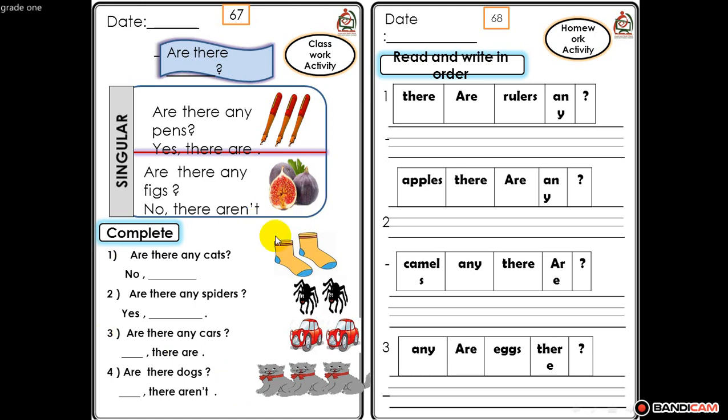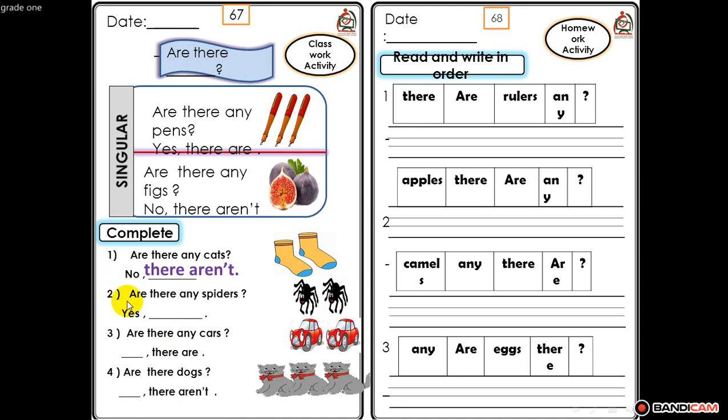So this is our page in the booklet. So open your booklet, page 67, and let's answer some questions about the yes or no question of there are. Our question is complete. Number 1. Are there any cats? So our answer is no. So I have to say, no, there aren't. Very good.